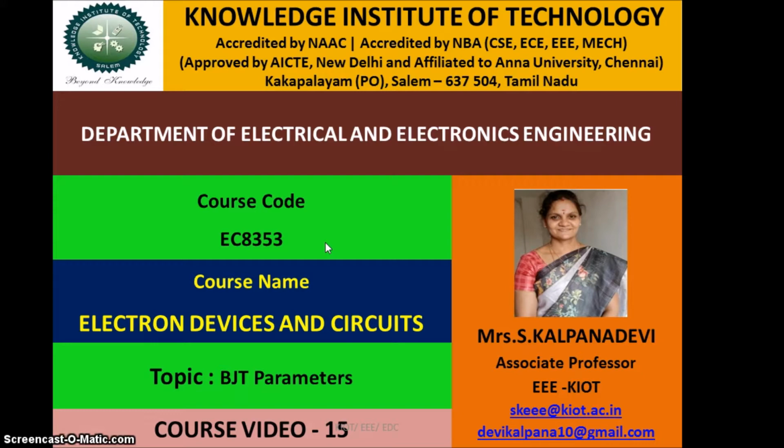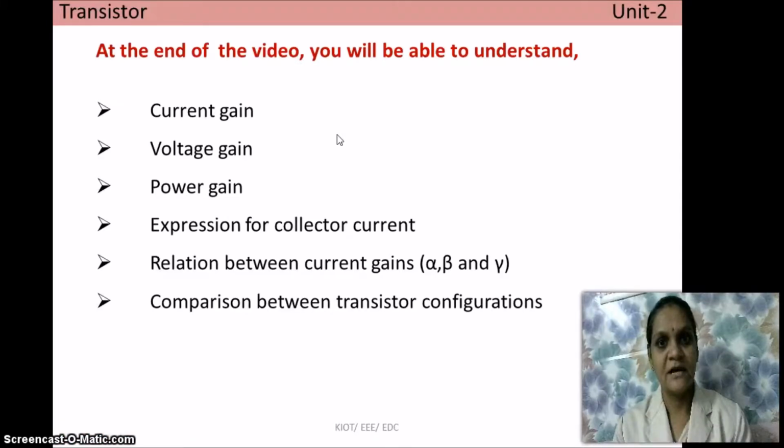In this video we are going to discuss the topic BJT parameters. At the end of the video you will be able to understand the different BJT parameters like current gain, voltage gain, power gain, and how to obtain the expression for collector current in a BJT, and the relation between the various current gains, that is alpha, beta and gamma, in comparison between the transistor configurations. Let's see the topics one by one.